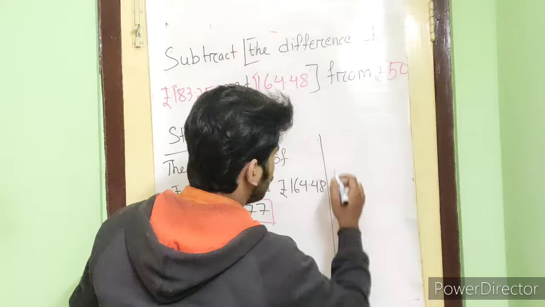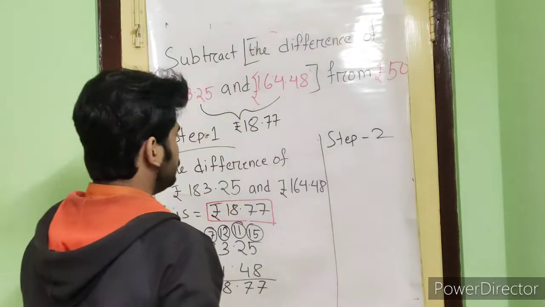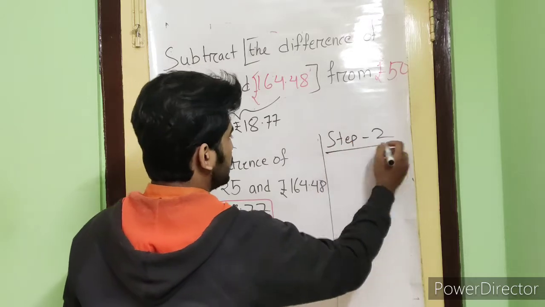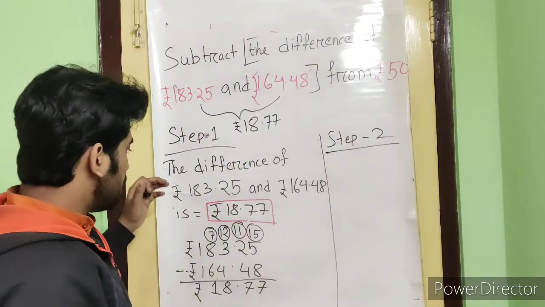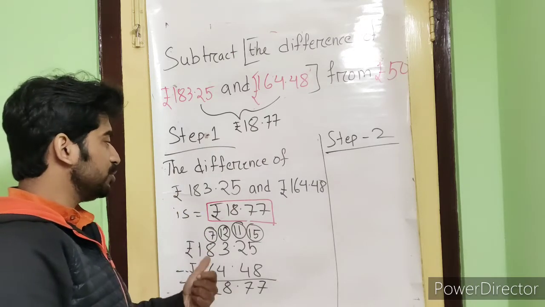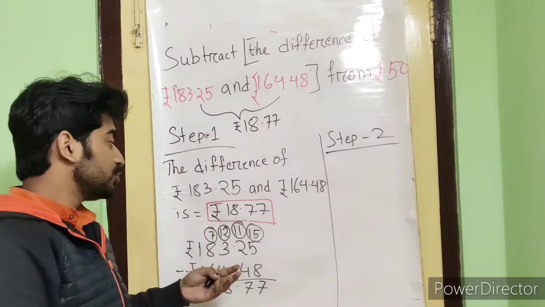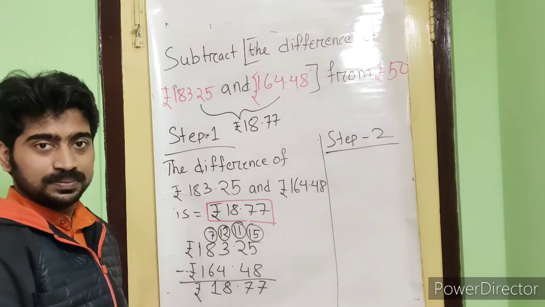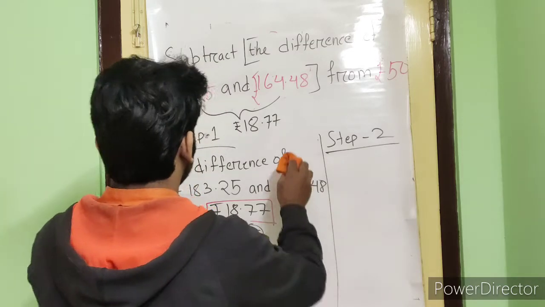So step number 2, what we need to write? Okay students, so as you can see in my board, space is very limited, so what you need to do, you need to pause the video and you need to write it down at first, and after that we will proceed for the step 2. Okay, so I am rubbing this.